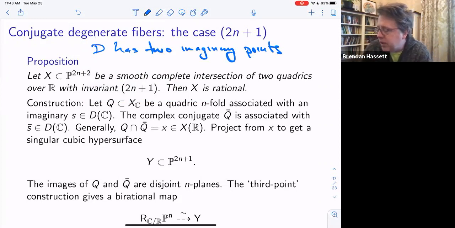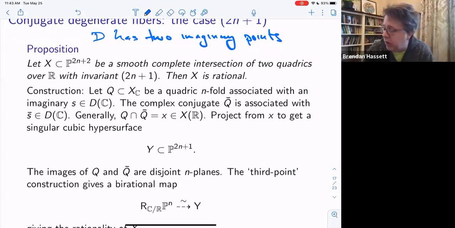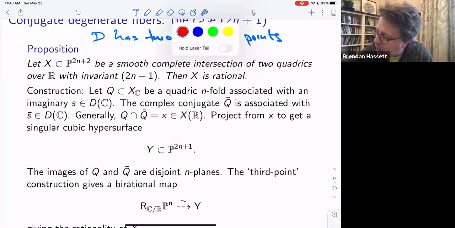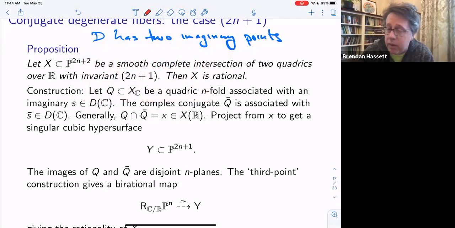All right, so here's the statement. Let's assume that we have a complete intersection of two quadrics over R with the Krasnov invariant 2n plus 1. Then X is in fact rational. And here's a construction. We go through and we translate the Krasnov invariant into the structure of these quadric n-folds. If you remember, I spent a fair amount of time developing this kind of dictionary between what we know in terms of the classifications and what we know in terms of various middle dimensional subvarieties.